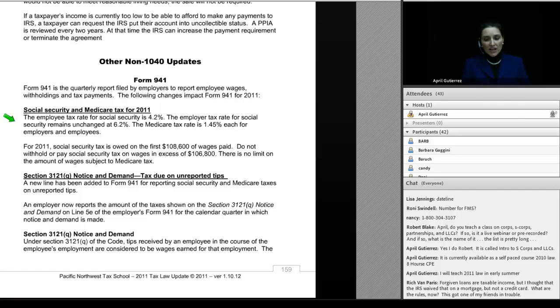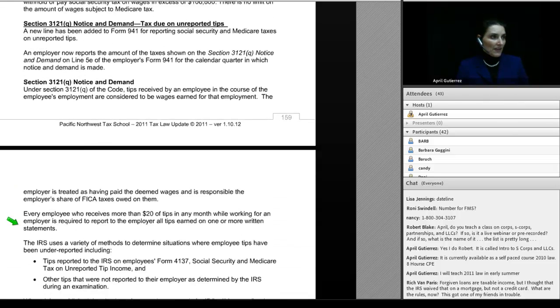They've added a checkbox line to indicate whether or not you have received a Section 3121Q notice. This is a notice that is issued to people who run restaurants who have employees who get tips. And the IRS has determined that employees had taxable tips, and now they're coming back to the employer for the employer's share of the Social Security and Medicare tax on those tips. And if the IRS sends you a Section 3121Q notice, you need to check box 5E on the 941 form and pay up whatever they say you owe on that notice.